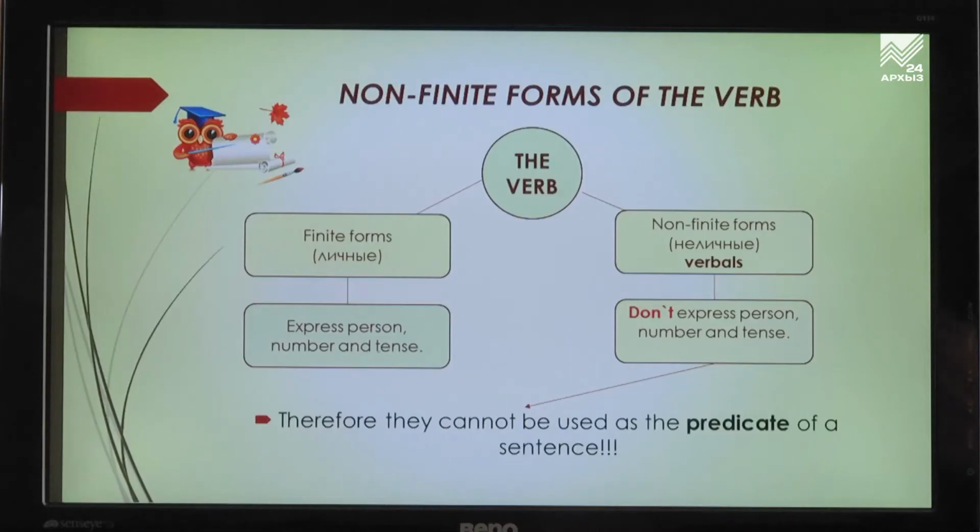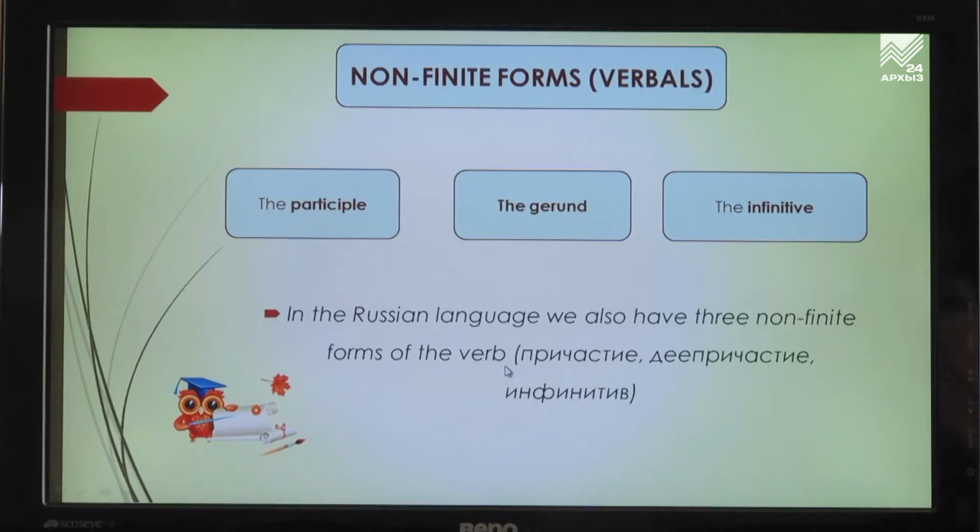As for the non-finite forms, they don't express person, number, and tense. Therefore, they cannot be used in sentences as a predicate. They can be only a part of a predicate or predicatives. Non-finite forms, or verbals, are divided into three parts: the participle, the gerund, the infinitive.